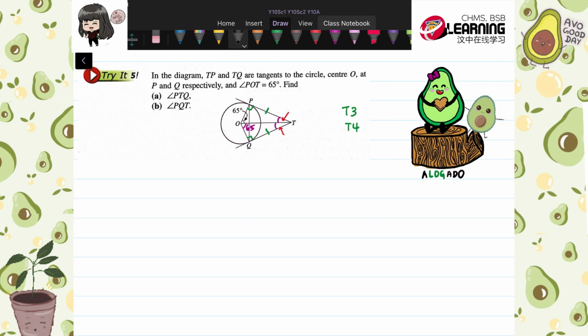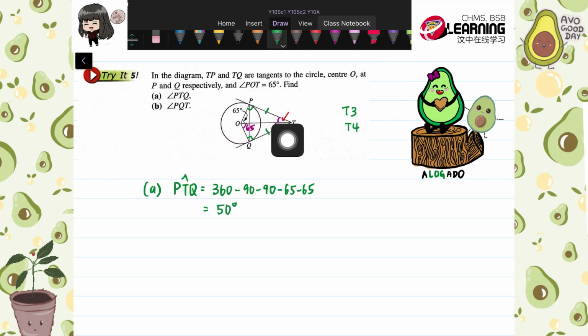Okay, I will just pick one method only. I will straight away find PTQ. So I will use 360 because this is a quadrilateral. So 360 minus 90 minus another 90 minus 65 minus 65. Okay, so PTQ is 50 degree.